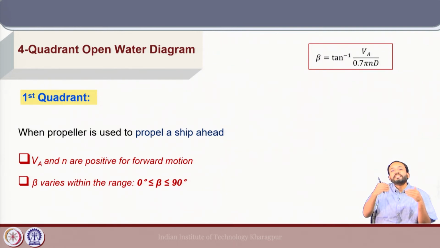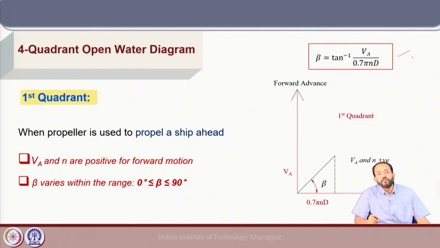In that sense, the velocity of advance for the propeller is positive, and the propeller is also rotating in the direction so as to give forward motion, that means N is also positive. So, beta from this equation varies in the range of 0 to 90 degrees. So, we have the first quadrant here where both Va and N are positive, and the resultant Vr is inclined at an angle beta.